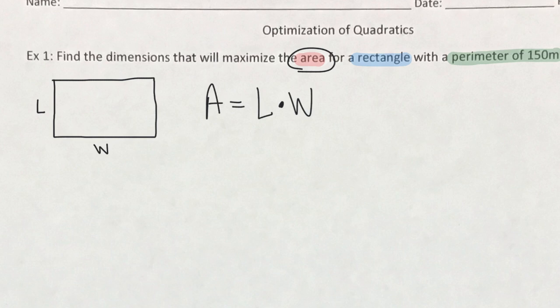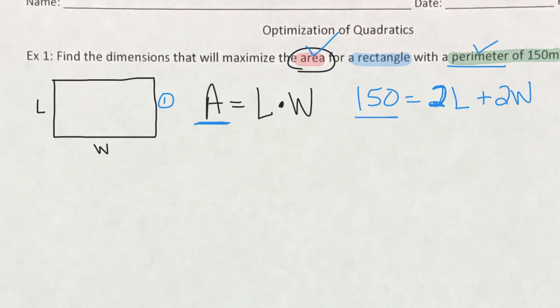And what is the formula for the perimeter of a rectangle in general? Two lengths plus two widths. When we simplify it down and combine like terms, it's two lengths and two widths. And in this case, we know that the perimeter is going to be 150. So in all of these problems we do, we always start by first writing down your two equations. We have an area equation and we have a perimeter equation where we know what the perimeter is.